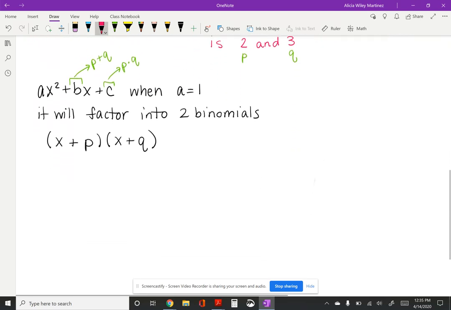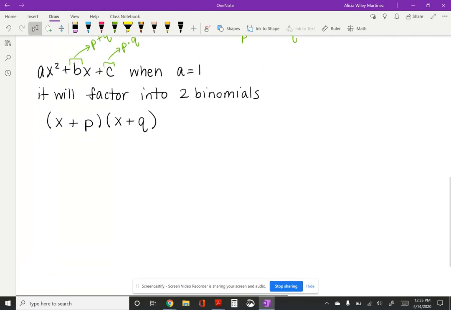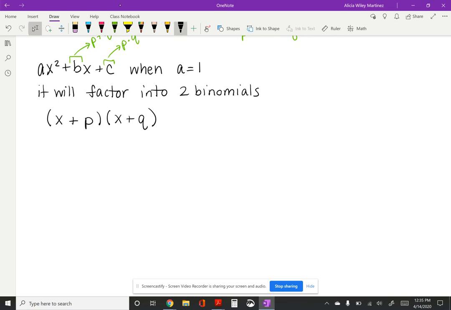Let's do another example. These problems take a lot of practice, okay? So please be patient and don't say, oh, I already don't get it. We want to persevere here and we want to keep going.